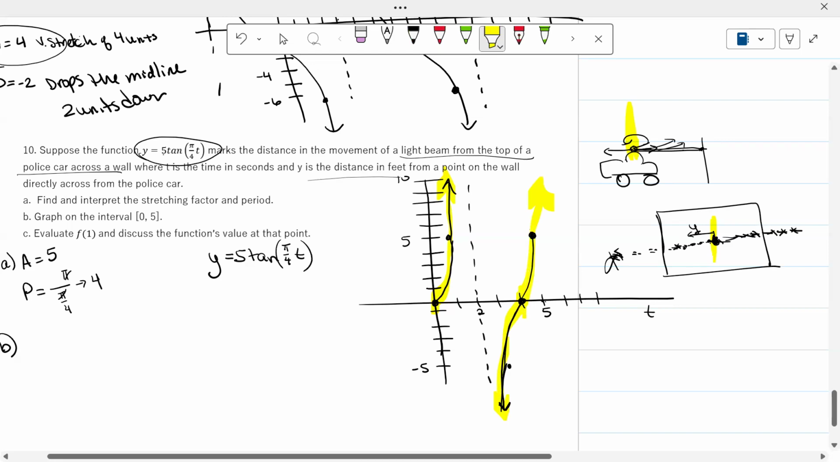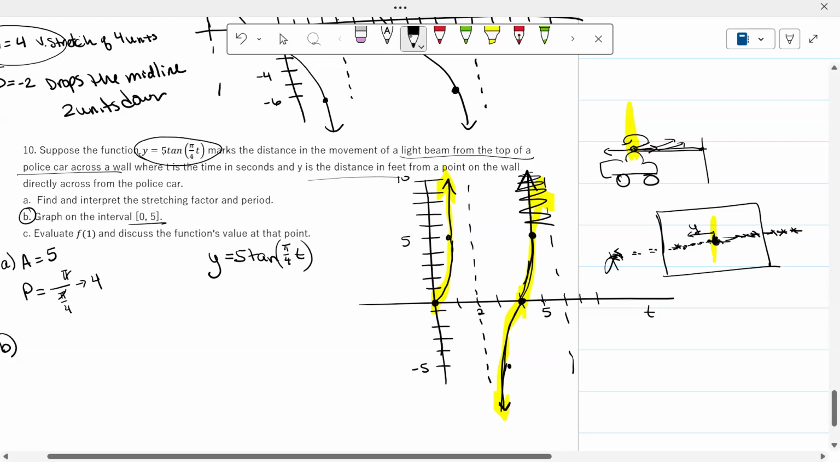However, they told me in part B to only graph the interval from 0 to 5. So even though this would continue, the period's 4. So that's 2, that would be 6. Even though there would be another asymptote here and it'd continue, they say stop it and only graph from 0 to 5. So that's why I stopped and I didn't graph that piece of it.